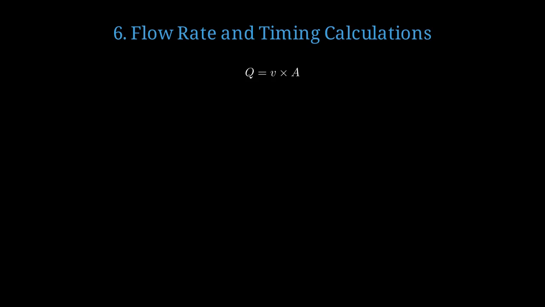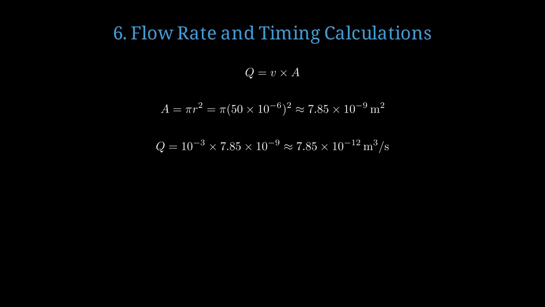For computation to work, we need to control the timing of droplet arrival with precision. Volumetric flow rate Q equals velocity V times cross-sectional area A. For a 100 micrometer diameter channel, radius is 50 micrometers, and area equals πr², approximately 7.85 times 10^-9 square meters. At 1 millimeter per second velocity, flow rate Q equals approximately 7.85 times 10^-12 cubic meters per second. Converting units, this is about 7.85 picoliters per second, an incredibly tiny amount.